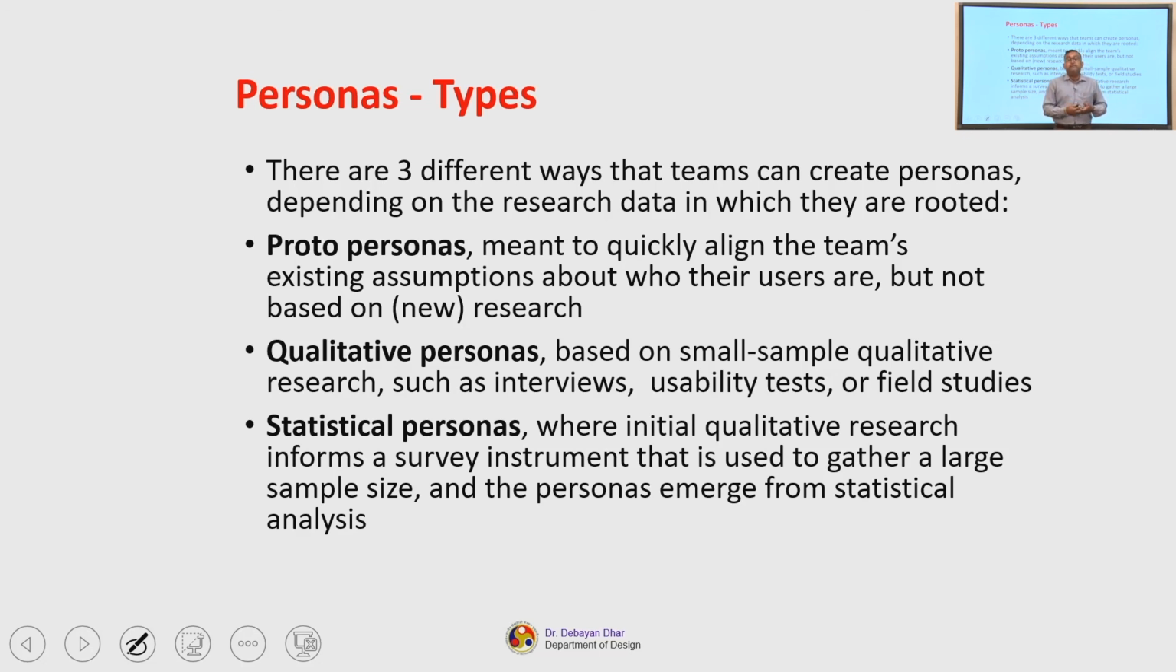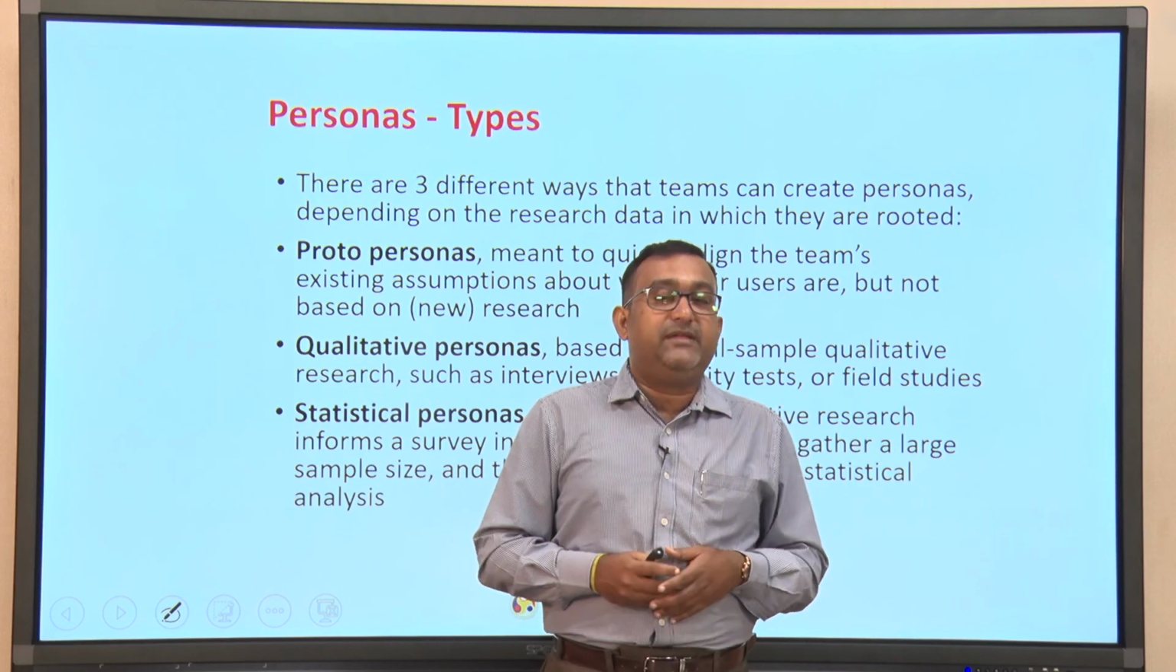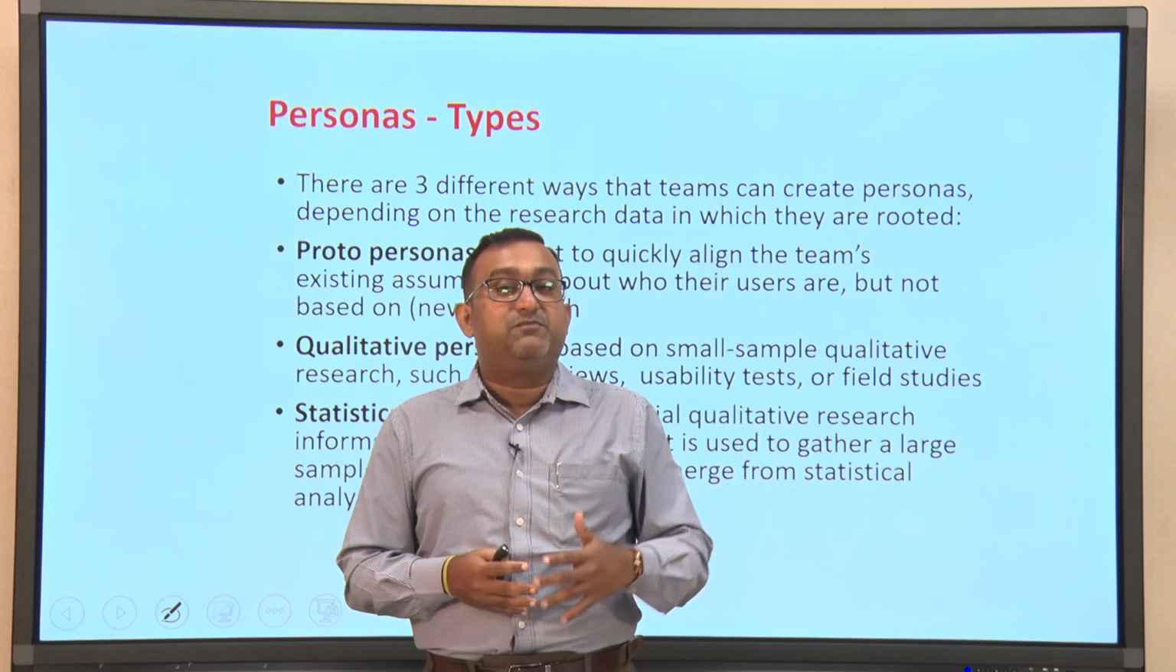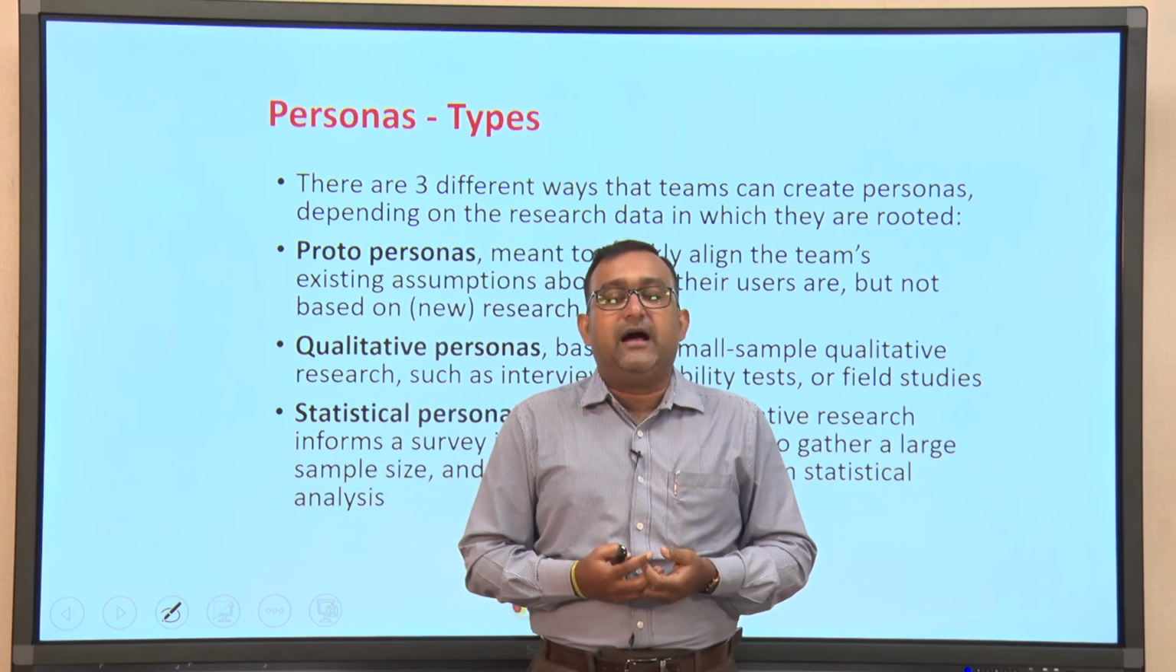Qualitative personas are based on small scale sample qualitative research, such as interviews, usability tests or field studies. These are all qualitative personas. And then we have statistical personas, where initial qualitative research informs a survey instrument that is used to gather a large sample size, and the personas emerge from statistical analysis. These are some of the different persona types based on the data that are used to create them.